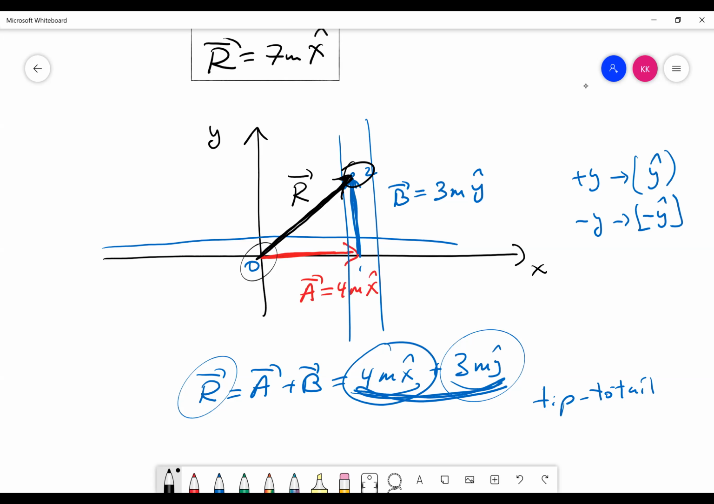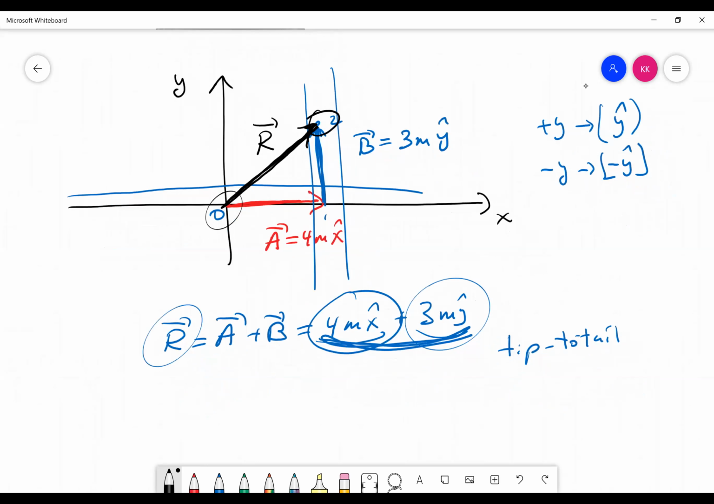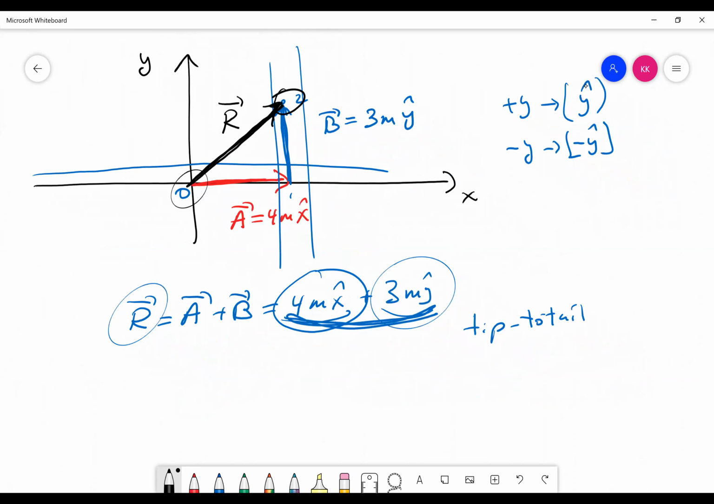That means the resultant vector is not a one-dimensional vector anymore. You can see, right? It's a two-dimensional vector. So then how do we find its size and its direction? Well, we recognize that what we did here, we constructed a right angle triangle. So this is vector A, this is vector B, and this is vector R.